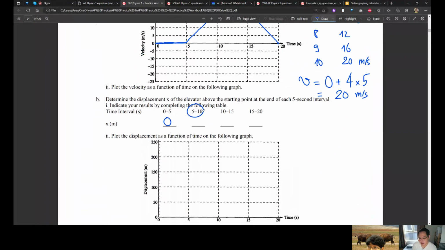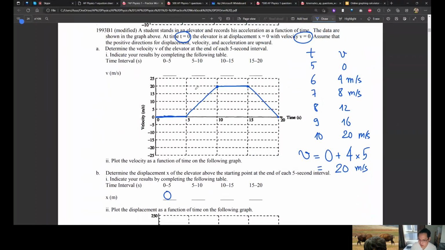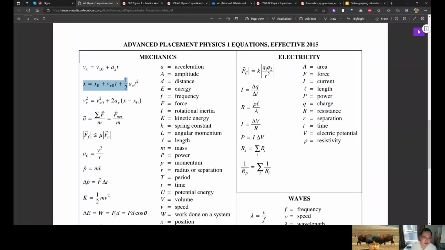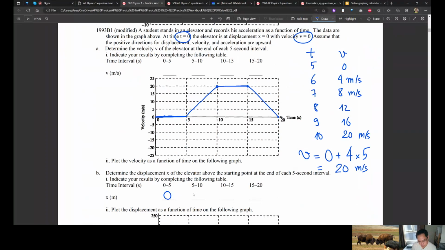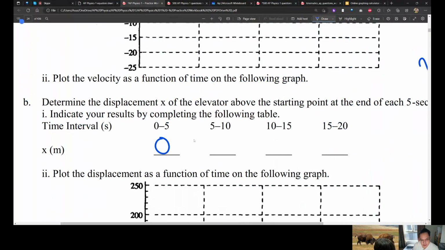In the next 5 seconds, the acceleration is 4 meters per second square. To find the distance moved during the second part, you need to use the second equation. Please do that yourself using this second equation. Initial position x0 is 0. Initial velocity here is also 0. So only 1/2 a t squared. Here, x1 is 1/2 times acceleration 4, and the time is 5 squared. So x1 is 25 multiplied by 2, 50 meters.